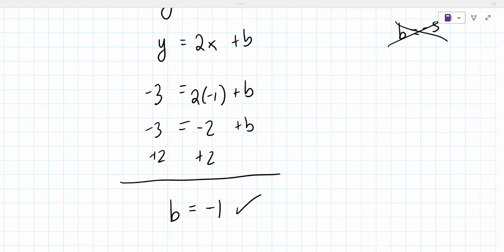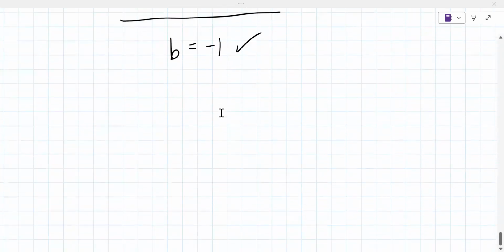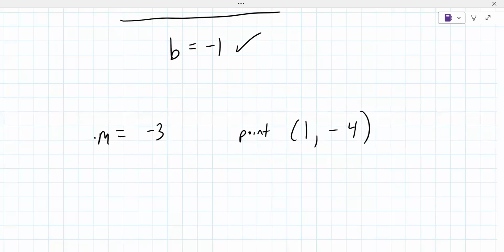Let's do another one here. Same thing. I'm going to give you a slope and a point. So let's say the slope is -3 and the point is 1 comma -4. I want you to solve for b.